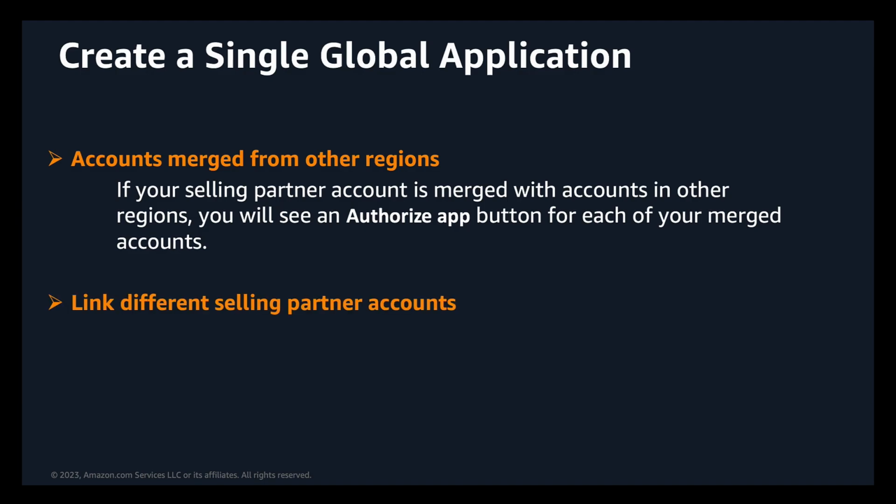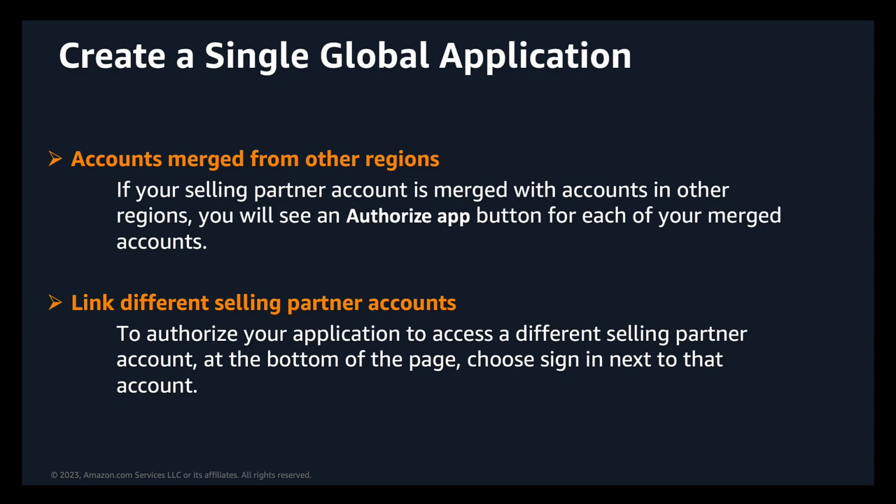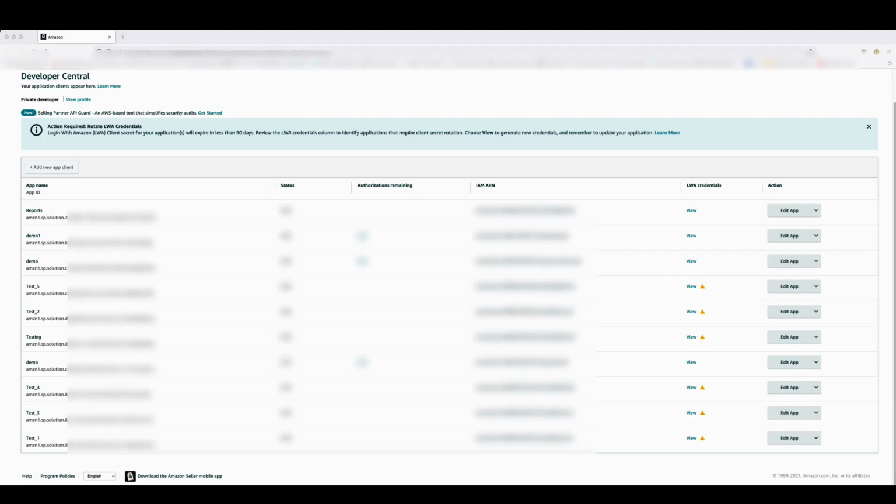To authorize your application to access a different selling partner account, at the bottom of the Authorize application page, you can choose sign into that account. Let's see a quick demo of this functionality.